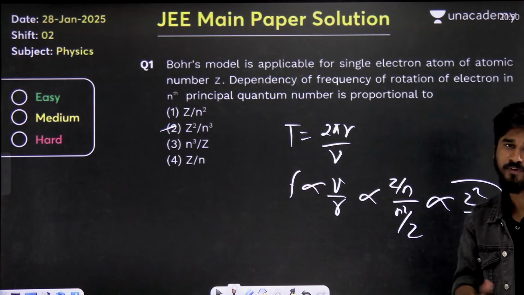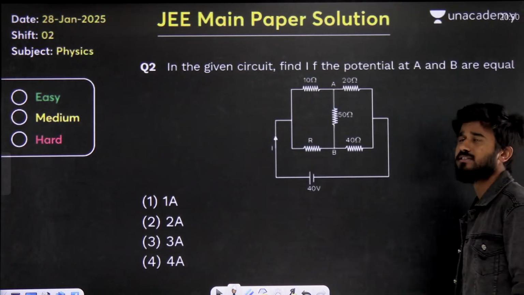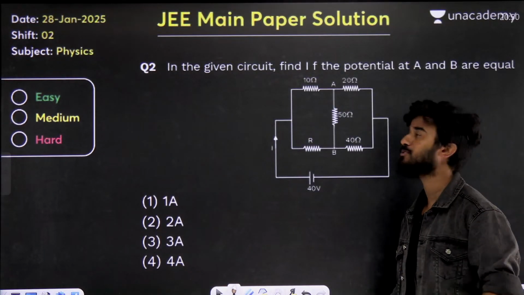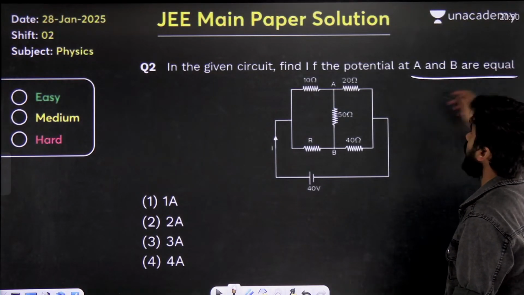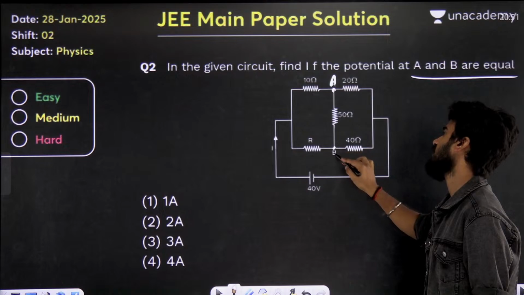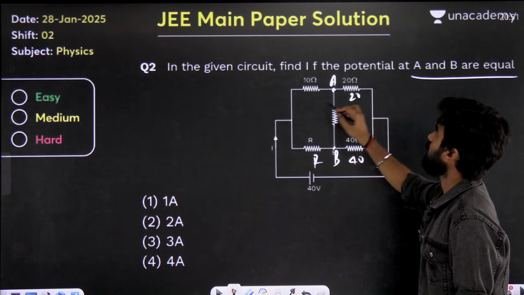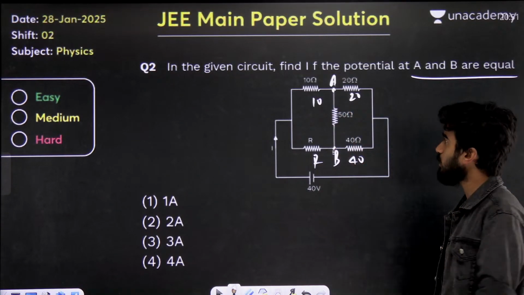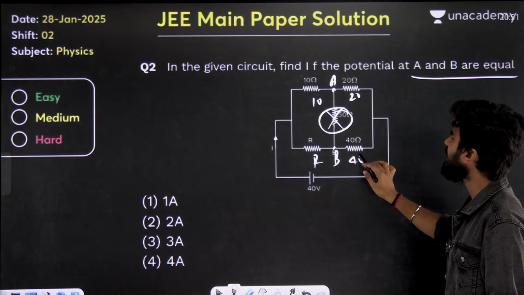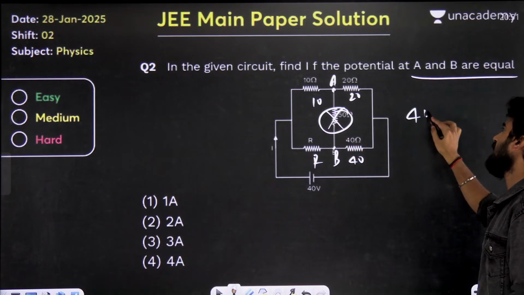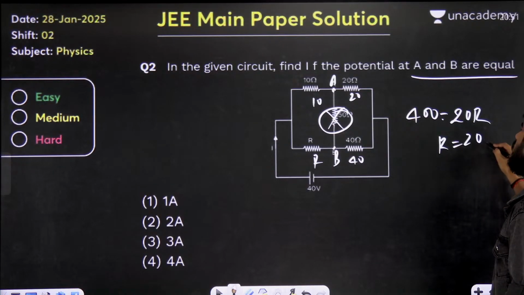So next question is a very simple question from current electricity. Direct question from Wheatstone bridge. The question is saying, in the given circuit, find R for which the potential difference between A and B is equal. If this point is A and this point is B, A and B potentials are equal. This is 40, this is R, this is 20, this is 10. It means it is a balanced Wheatstone bridge. So we can simply write 40 into 10, means 400, equals R into 20. So 20 R, R will be equal to 20 ohm.